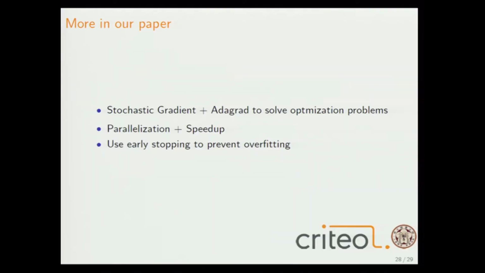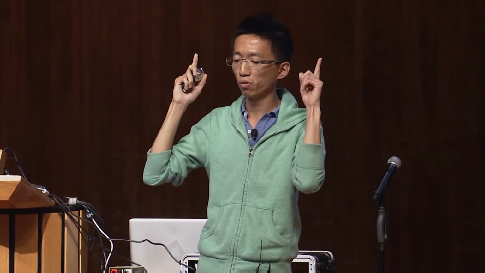Because of the time limitation, I couldn't go through all the topics in our paper. We also introduced how we use stochastic gradient and other methods to solve the optimization problem. And we also discussed how we parallelize it and showed the speedup. And finally, we found that FFM can easily overfit the training data. So it is necessary to use early stopping to prevent overfitting. To use early stopping, basically you need a standalone validation set. And when you observe the log loss of the validation set go up, then you terminate the training process.